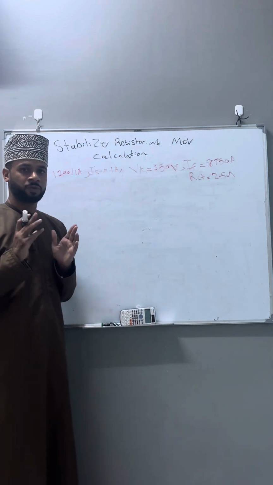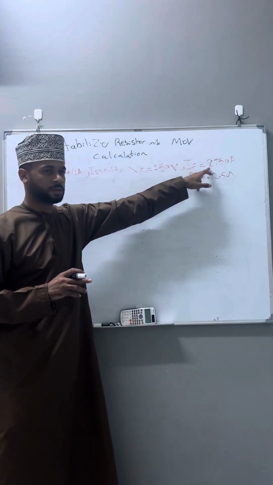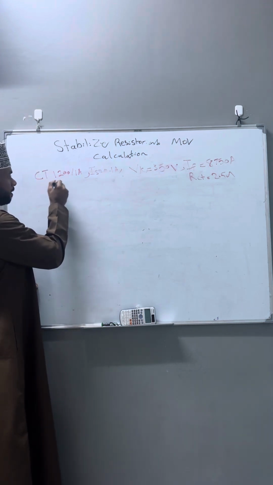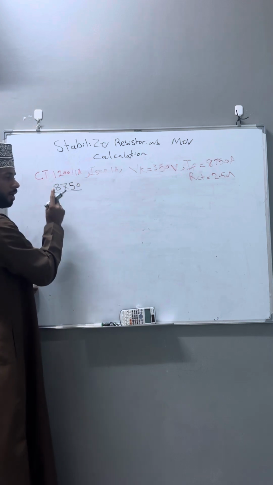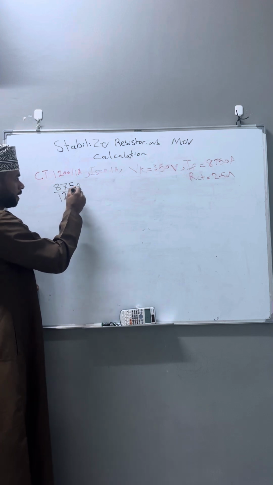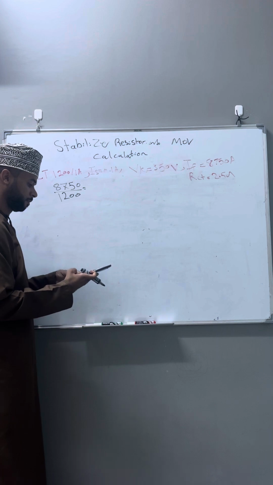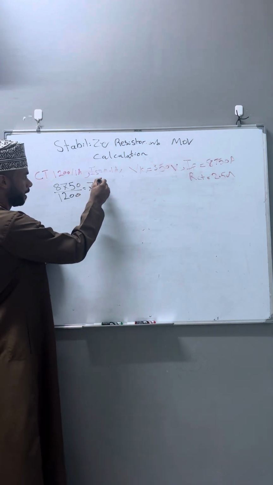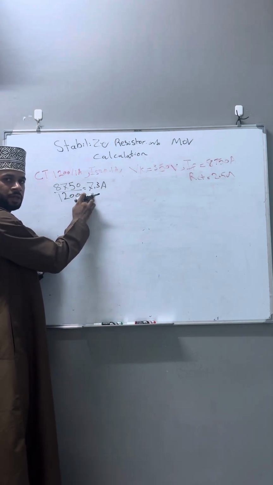Okay. To start the calculation, the first thing we need to do is convert this fault current from the primary to the secondary. How to do this? Just take this primary fault current, 8750 amp, and divide it by the CT primary current, 1200. So it will equal around 7.3 amp. The fault current on the secondary side is 7.3 amp.